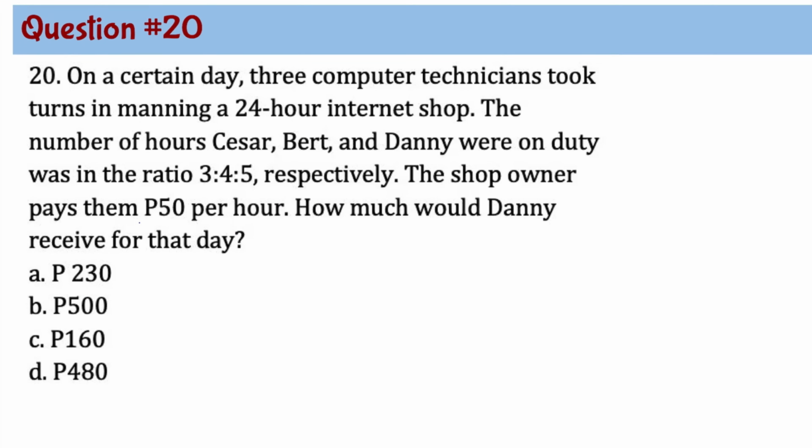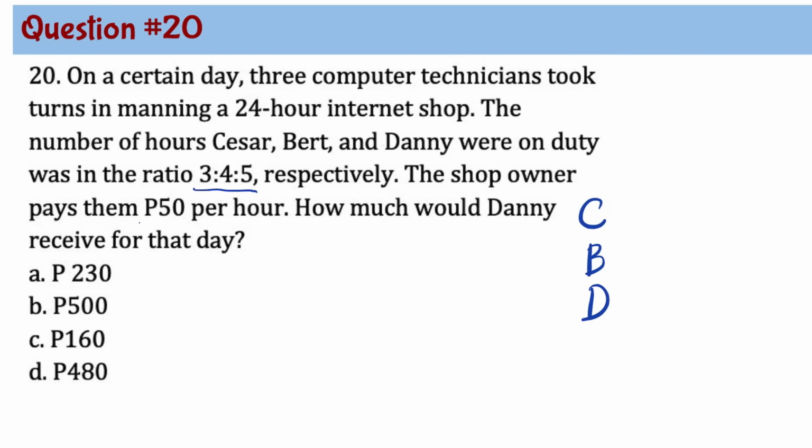Question number 20. On a certain day, 3 computer technicians took turns in manning a 24-hour internet shop. The number of hours Caesar, Bert, and Danny were on duty was in the ratio 3 to 4 to 5 respectively. The shop owner pays them 50 pesos per hour. How much would Danny receive for that day? So here there's 3 people working in the computer shop. We have Caesar, we have Bert, and we have Danny. And the ratio that they work is 3 to 4 to 5.